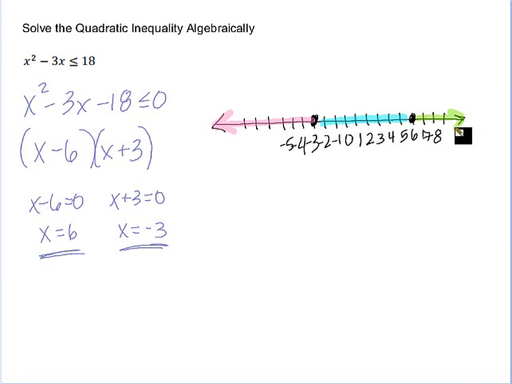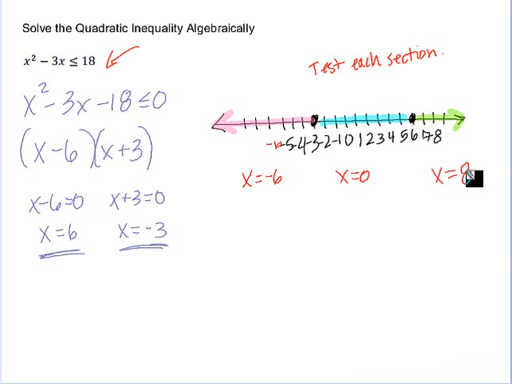So we need to decide which of these sections this actually is true for. So in order to do that, we can just test each section. When I say test each section, we're going to pick an x value from each section and plug it into the formula. So let's say on the left-hand side, I'm going to pick x equals negative 6, because that would certainly be over here. For the middle section, I'm going to pick x equals 0, and for the right section, I'm going to pick x equals 8. And you can choose whichever numbers you want in those sections.